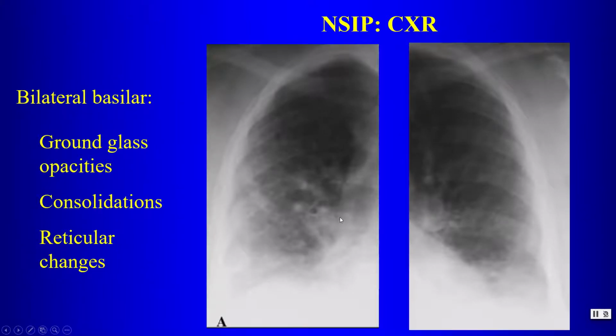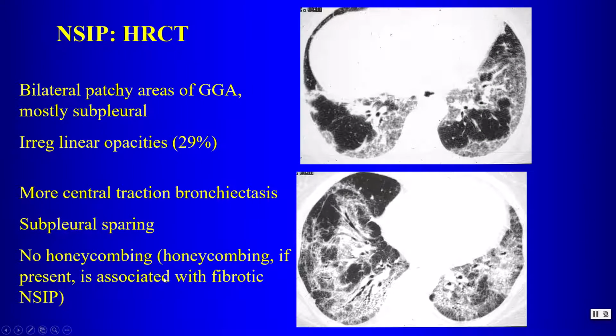So as far as the chest radiograph, we might see ground glass opacities and consolidations and reticular changes, again predominantly in the periphery of the lung and at the lung bases. The CT scan for an NSIP pattern, mostly we look for ground glass opacity with traction bronchiectasis.